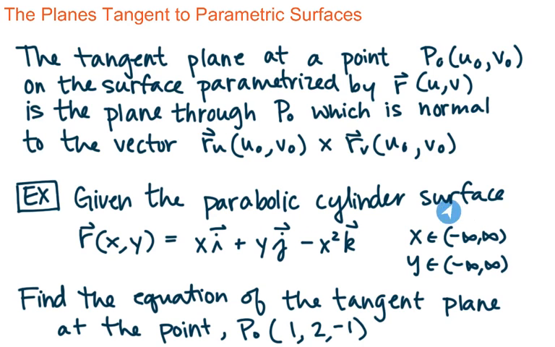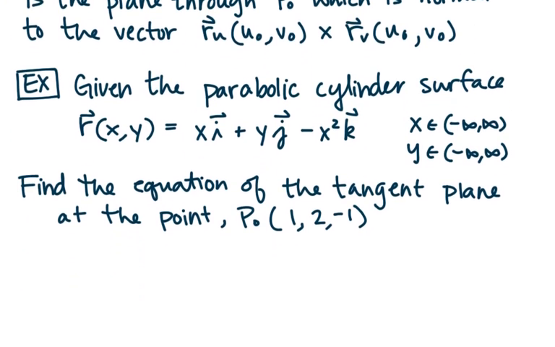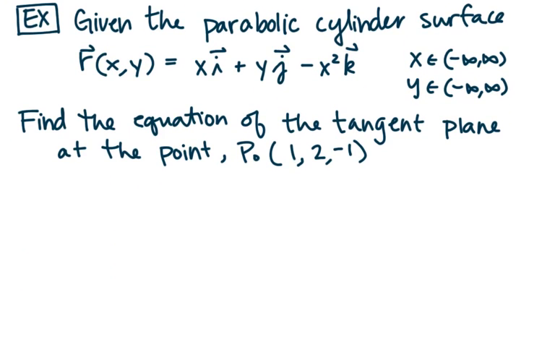Here, we're given the surface is a parabolic cylinder, and it's parametrized by r, a vector, in terms of x and y. We've got xi plus yj minus x squared k. X and y, the domain for both of those is all real numbers. So we're going to find the equation of the tangent plane at the point given, which is p naught, 1, 2, -1. So the first thing we need in considering our definitions up above is we need r sub x and as well r sub y.